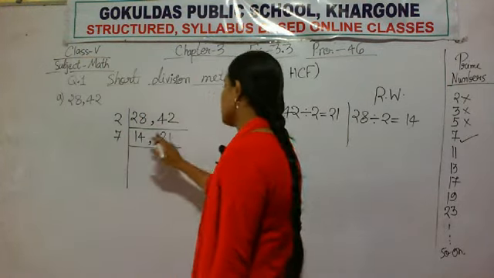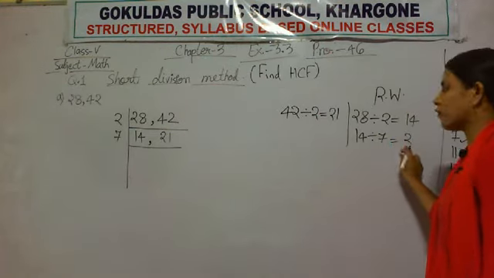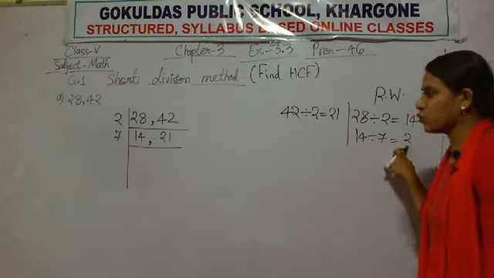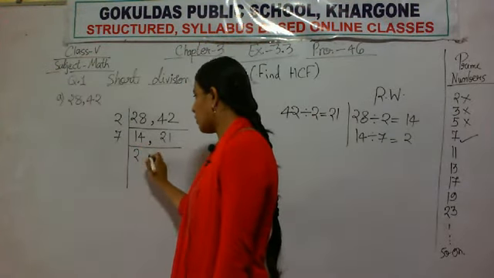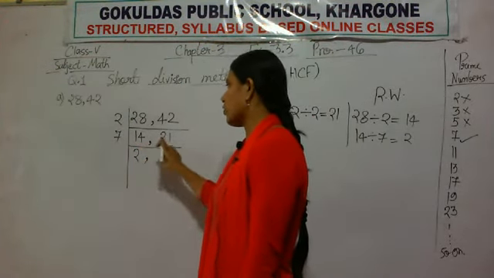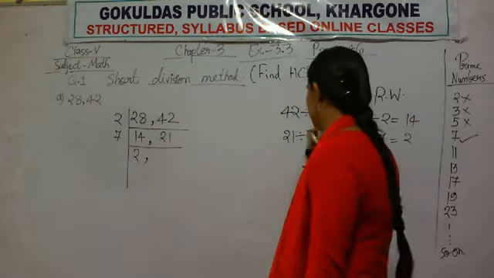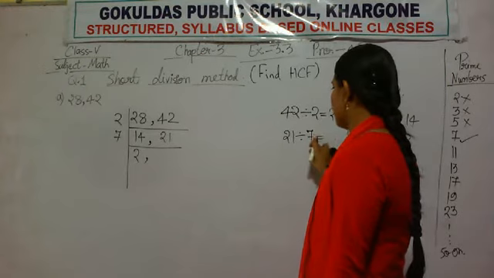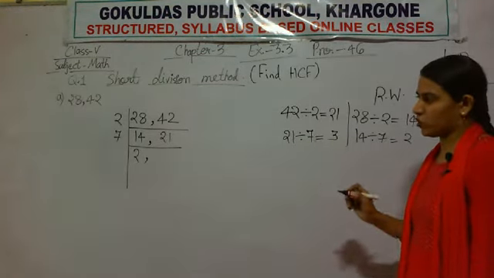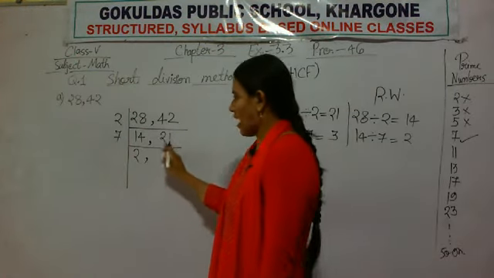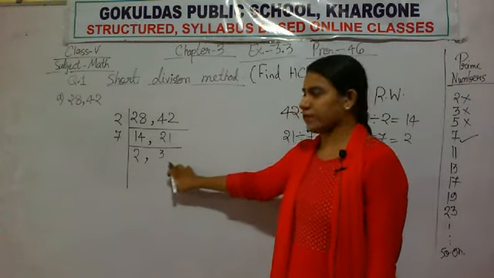If you divide 14 by 7, 7 2s are 14, so your quotient is 2. We will write 2 below the 14, then a comma. Now your number is 21. So 21 divided by the same prime number 7, our quotient is 3. I am going to write this 3 below the 21 as it is the quotient.